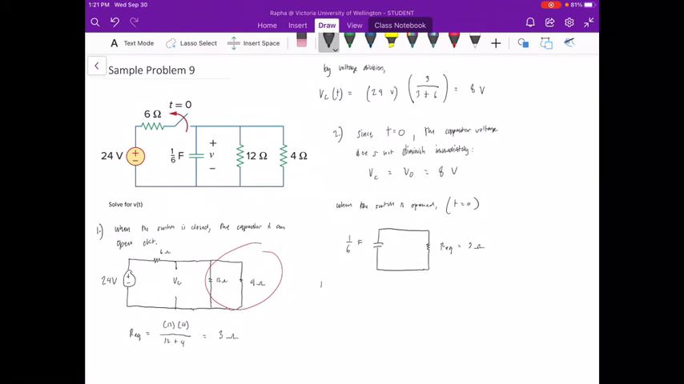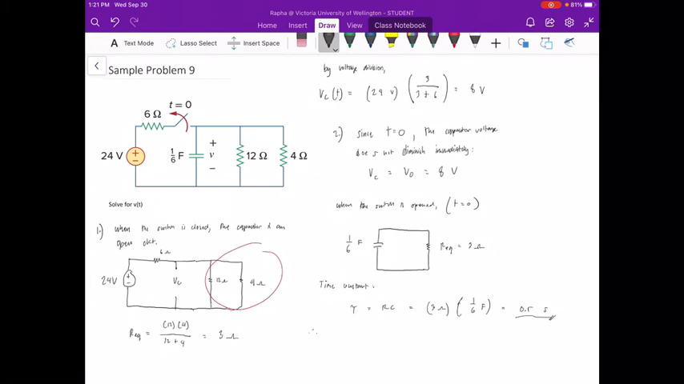To calculate the time constant, we need to calculate it first before proceeding to our Vt formula. So we have tau is equal to RC, and our R in this case is 3 ohms, and C is 1 over 6 farads. That is equal to 0.5 seconds. The unit of measure for our time constant is seconds because we're talking about time.